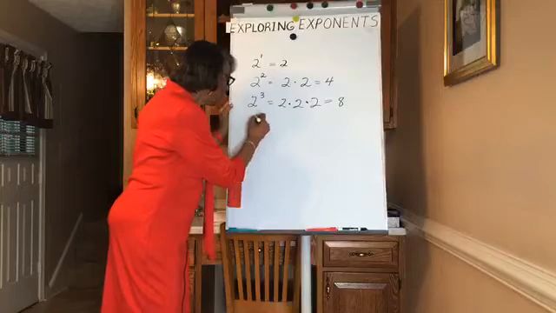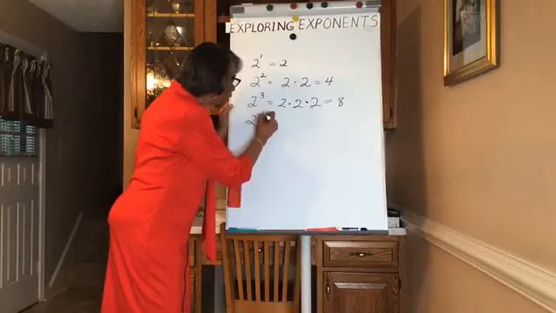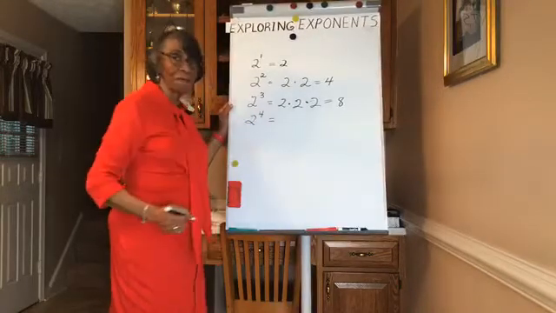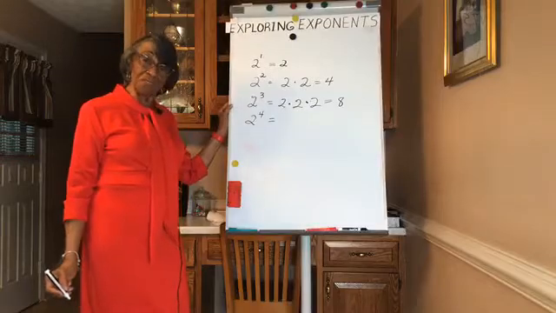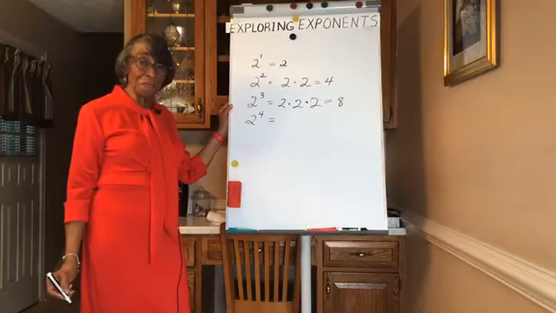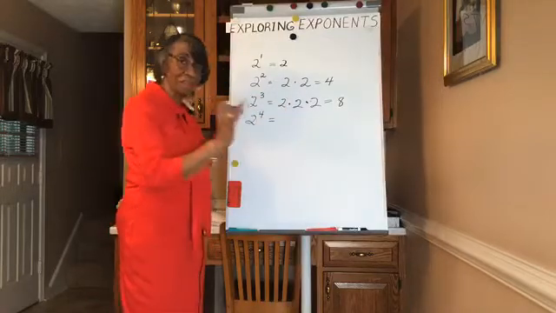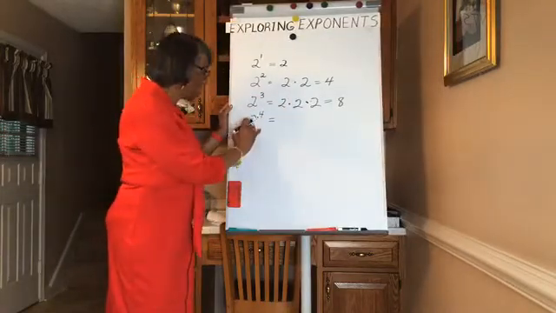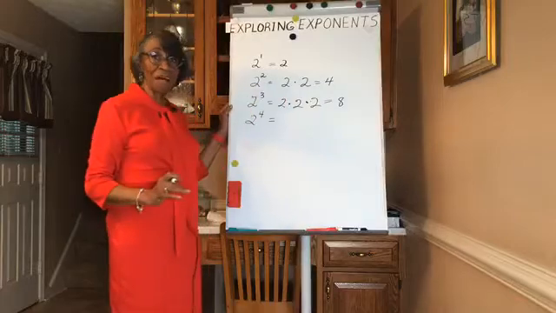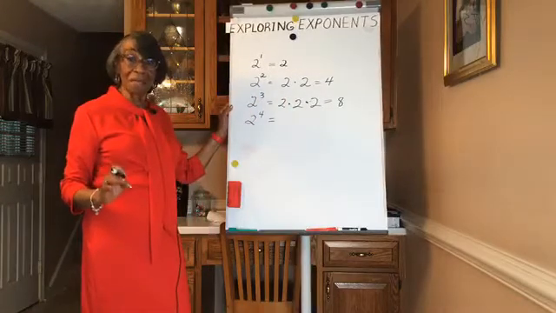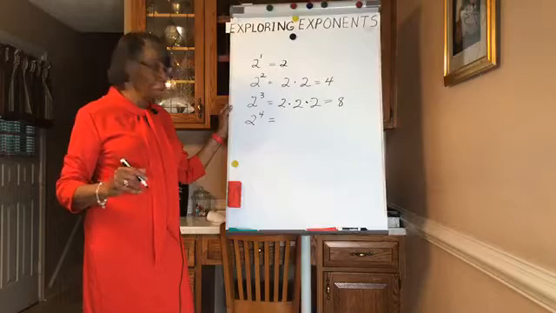So what is 2 to the 4th power? Okay, I'm going to stop a moment and let you do that one. 2 to the 4th power. Remember, the exponent tells you how many times that number is a factor. So 2 is a factor 4 times. It's being multiplied by itself 4 times. And what did you get?